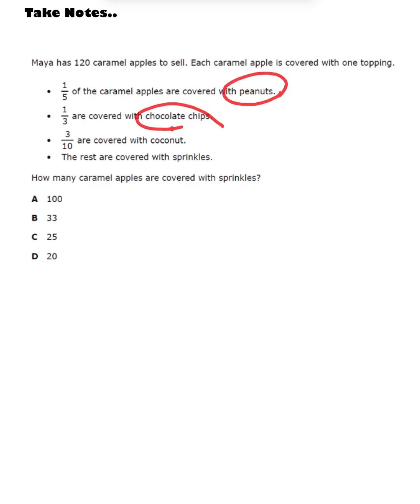So we have peanuts, chocolate chips, coconut, and sprinkles, and we have fractions of a total, right? Anything it says of, and then fractions of a total is what we are looking at. We have to determine how many of each flavor we are looking at. Sprinkles is what we're looking for, so we have to find the rest. But we can't find the rest until we know what these amounts actually represent.